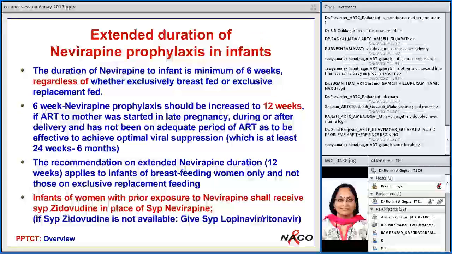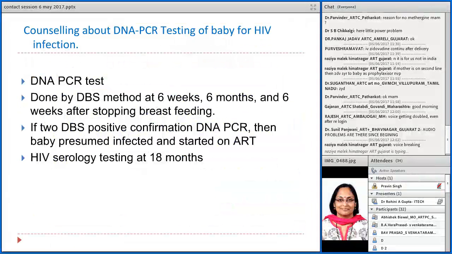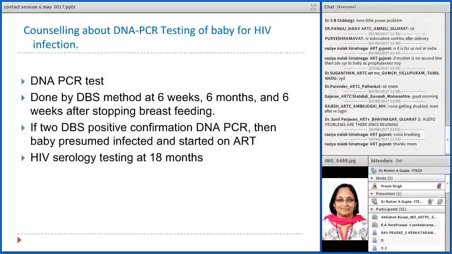So avoid using ritonavir boosted lopinavir syrup. Try to get syrup Rohini, and the indications, as I said, are HIV-2 infection, mothers on second line, and third, babies born to mothers who have received nevirapine prophylaxis in the previous pregnancy.